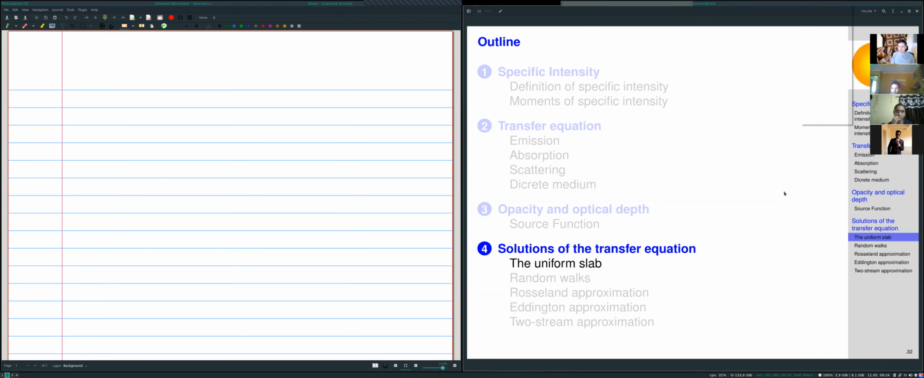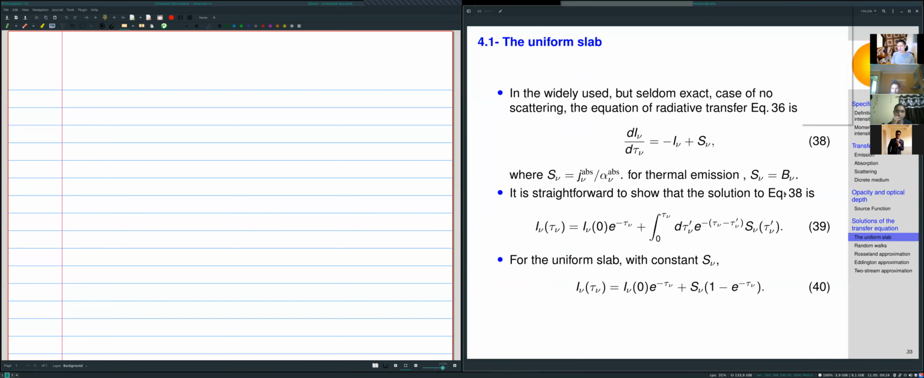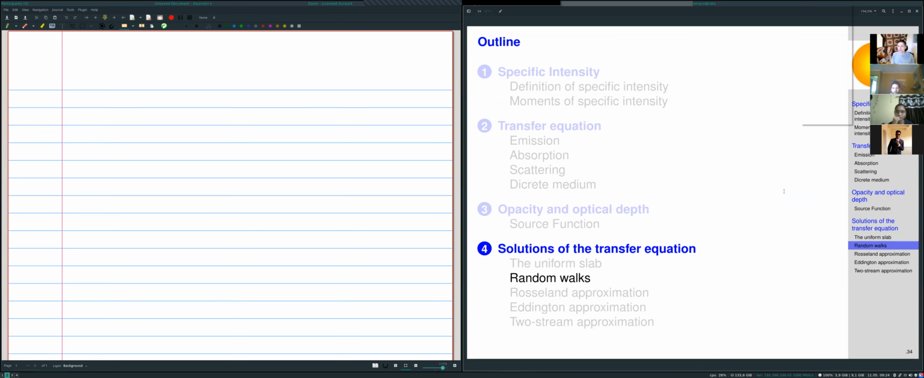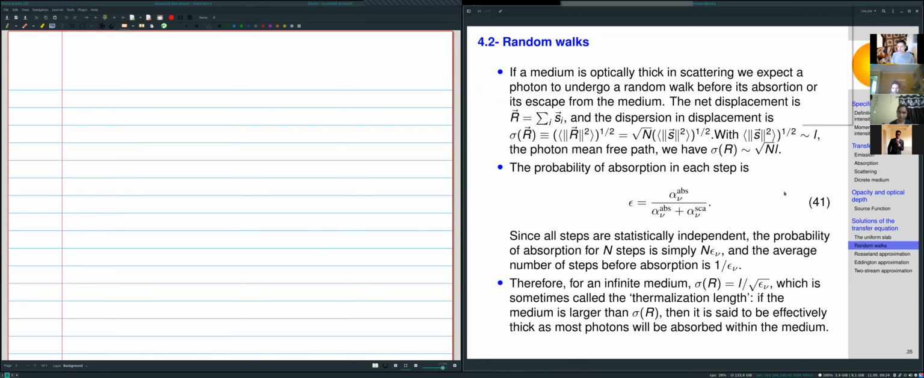So the first case is the uniform slab, which I've expanded at length here. This is a formula you have to know by heart, equation 40. We then looked at what happens in a very optically thick medium. In a very optically thick medium, photons can undergo a random walk, a scattering random walk, which is terminated by a real absorption.